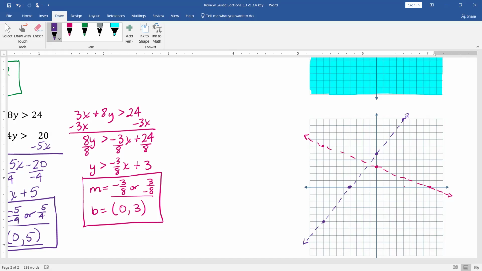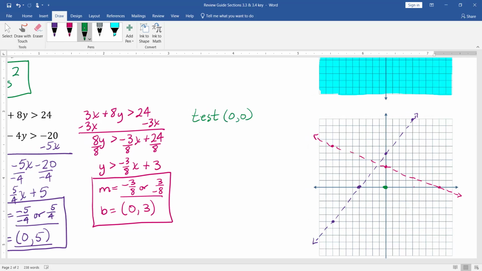Okay, now we have to test it. So in this case, I'm going to use the origin again. Because why not? It's obviously below both lines, a little to the left of the pink line, a little to the right of the purple line. So if I get a true statement, then that bottom part is the part I'm going to highlight for both of these. If it gives me a false statement, that just means that I'm going to highlight the top. Okay, so test point is at 0, 0.